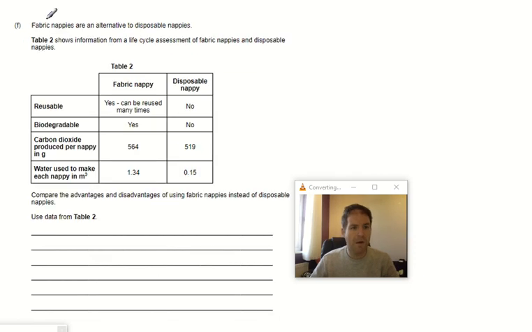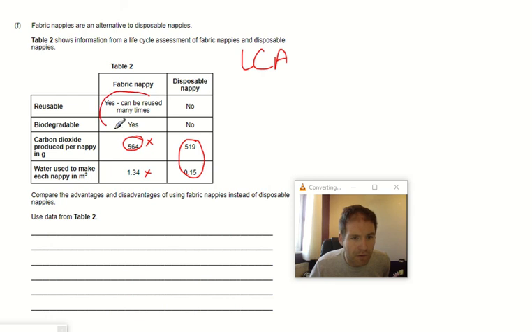Fabric nappies are an alternative to disposable nappies. Table 2 shows information on the life cycle assessment of fabric nappies. Okay, LCAs, that's our understanding of LCAs coming in here. Compare the advantages and disadvantages of fabric nappies instead of disposable nappies. Look at table 2. We can see that fabric nappies are biodegradable and reusable, which disposable ones are not. More carbon dioxide is a bad thing, and this one, more water to clean them. So those are positives for the fabric nappy.